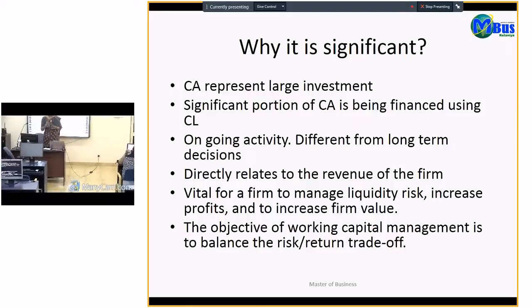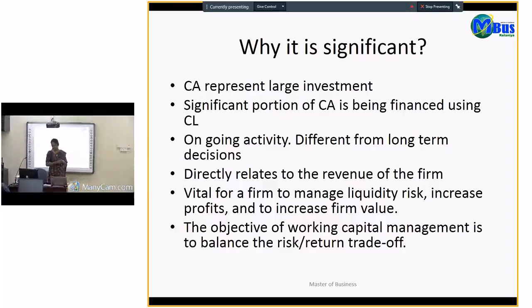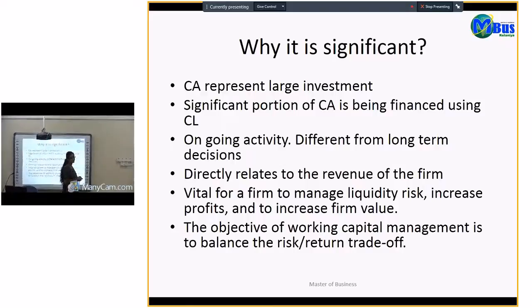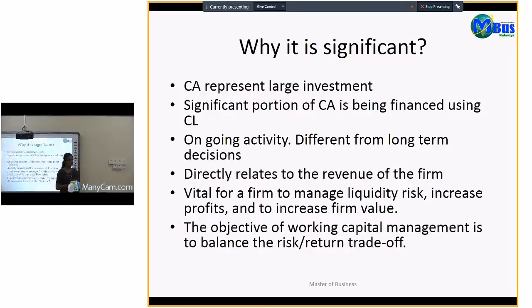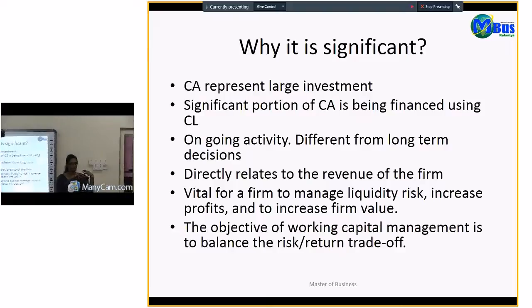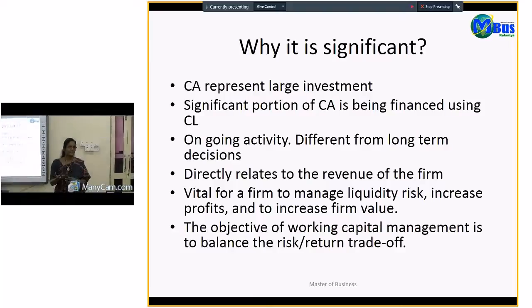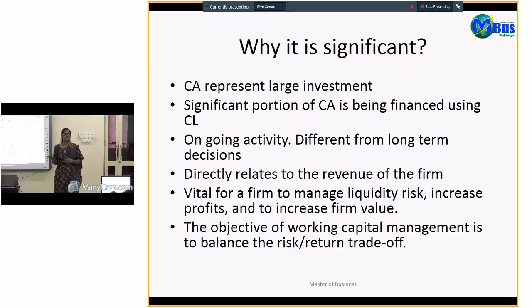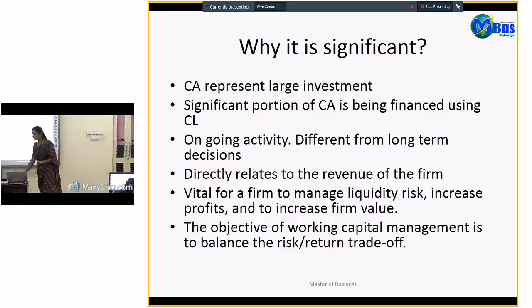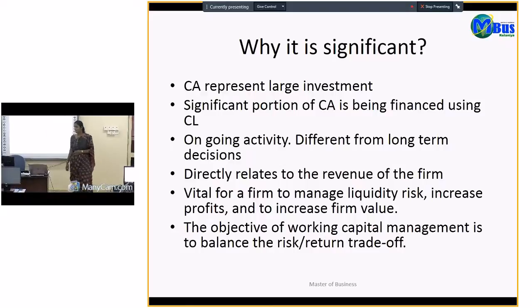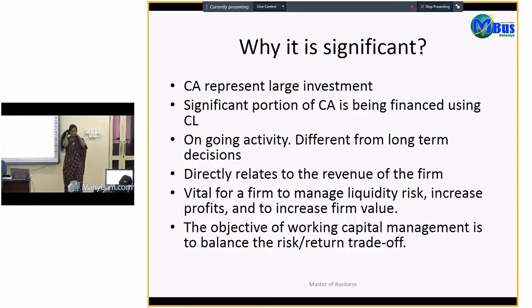Ultimately, the firm should be able to manage the risk and return trade-off. If they are to manage the working capital effectively, they should be able to. Managing working capital effectively means managing risk and return. What is the risk? What is the return? Maintaining the risk and return trade-off. What is that?